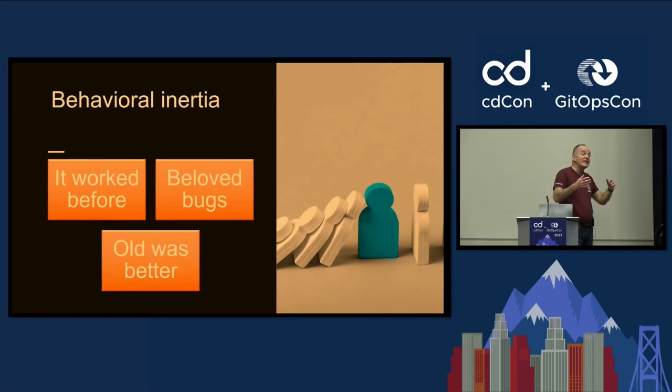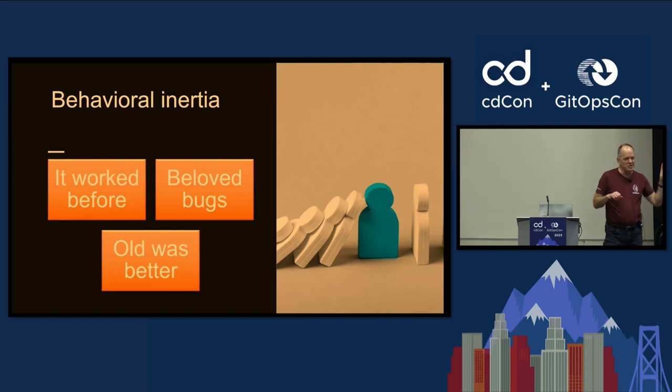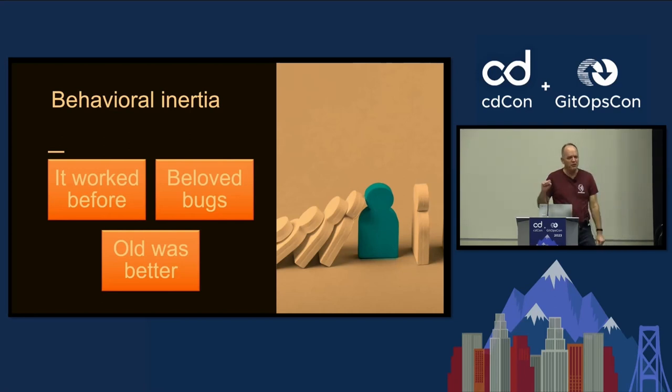Now, in long-lived projects, there's also the expectation of the user that, good or bad, things will continue to behave in the future as they did in the past. Behavioral inertia is the assumption from the user that things will keep doing what they did before.